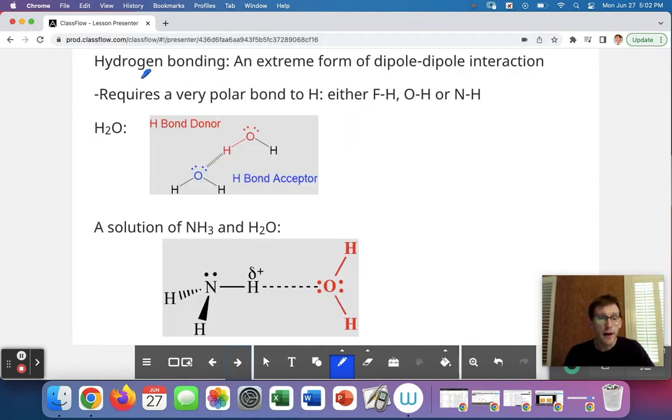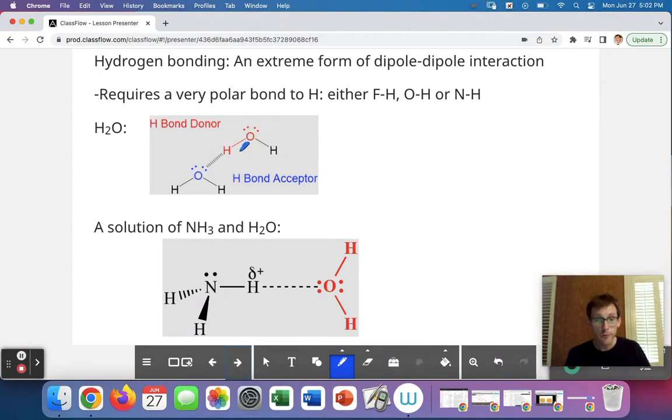Next, we have hydrogen bonding, and that's just an extreme form of a dipole-dipole interaction. It requires an extremely polar bond to a hydrogen. So if we take the three most electronegative elements, F, O, or N, if any of those three elements are bonded to H, then that's a polar enough bond for there to be hydrogen bonding among the different molecules.